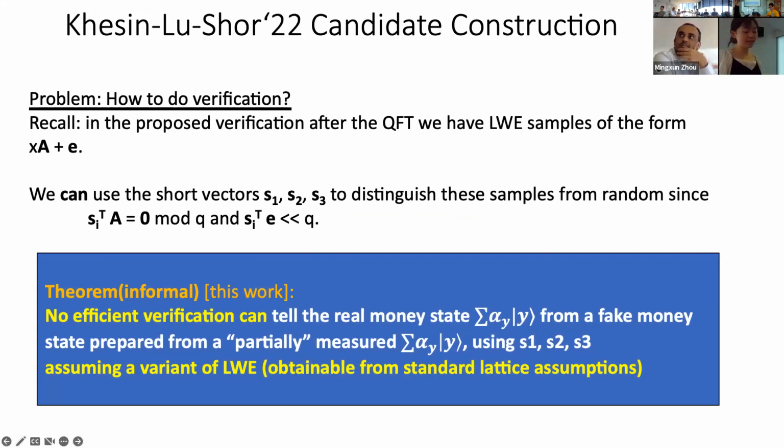with the verification procedure, at the same time they help the adversary make a fake money state that passes the verification as well. So basically we can show that no efficient adversary can tell the real money state from a fake money state that's prepared by a partial measurement, which makes use of these short vectors given out. And this can be obtained from a variant of LWE, but this variant is obtainable from standard lattice assumptions as well.